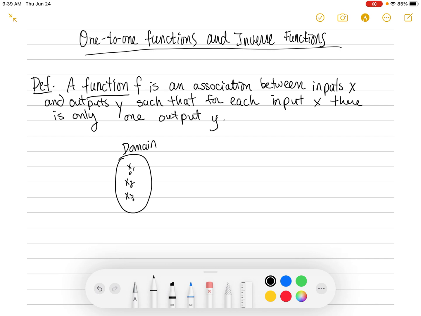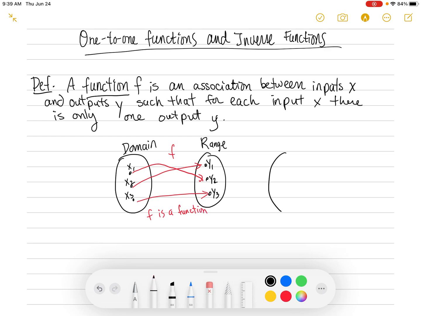So over here you have the inputs, which we call the domain. These are the x's. And over here we have the outputs, the range. These are the outputs, the y's. And a function is an association between these values. And remember, for each input, you're only allowed to have one output. So f is a function here in this little example I'm drawing.